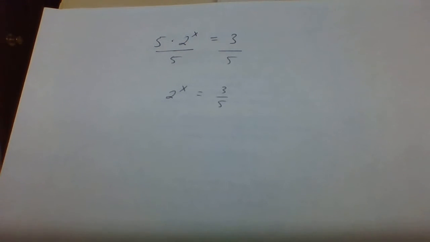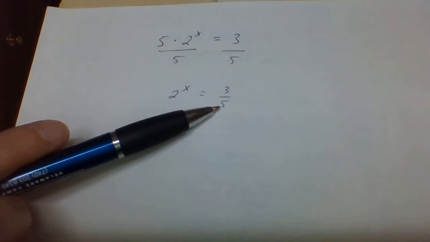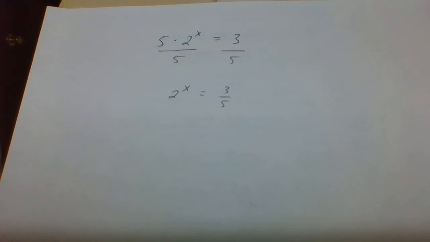So the next question we're going to ask ourselves is, can we write the number 2 and the number 3/5 so that they have the same base? If we could do that, that's definitely what we want to do, because that's going to be a little bit easier for us. In this case, we cannot, so we're going to have to take log of both sides.